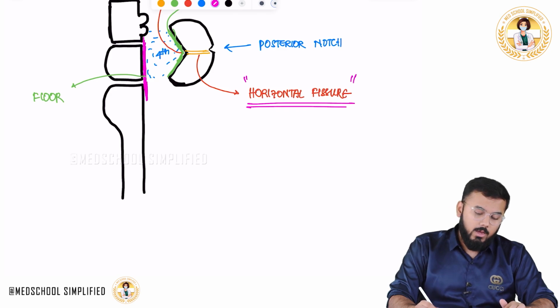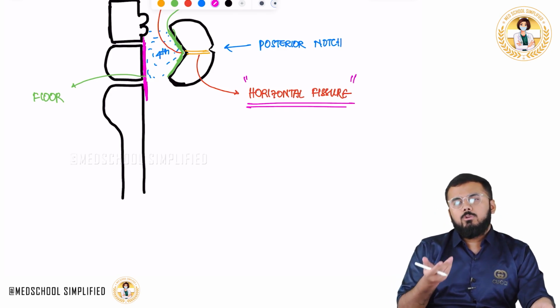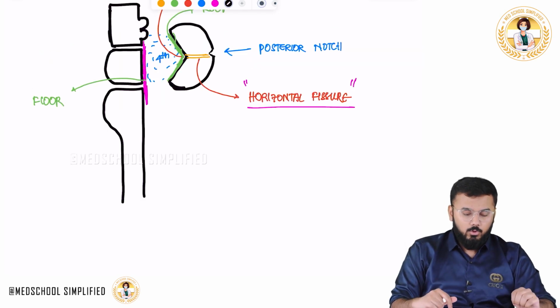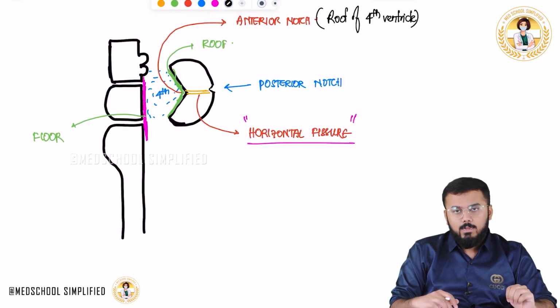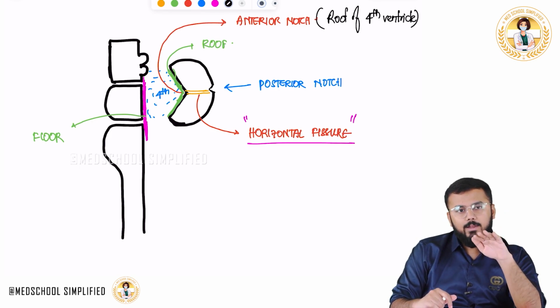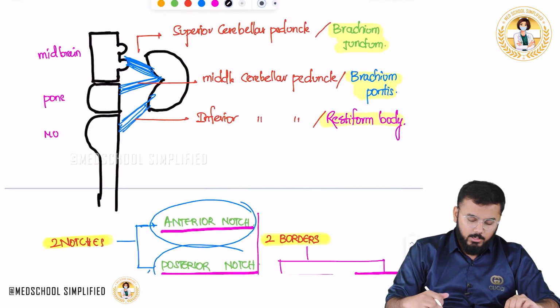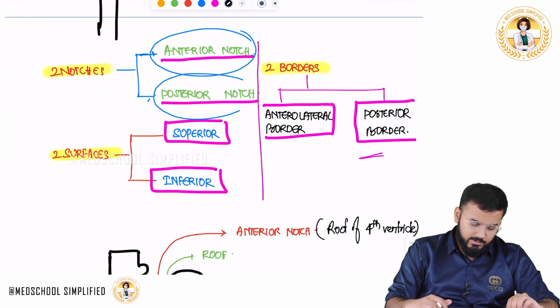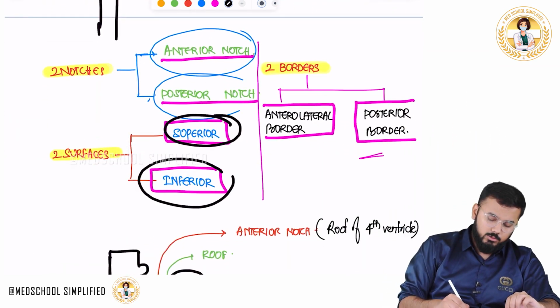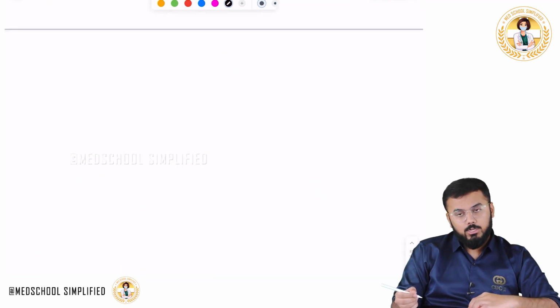Now let us look at the superior view first, and then let us look at the inferior view. We shall discuss the superior surface of the cerebellum, and also the posterior surface and the inferior surface of the cerebellum. I had discussed the surfaces: we have the superior surface, we have the inferior surface. We will even look at the posterior border also.